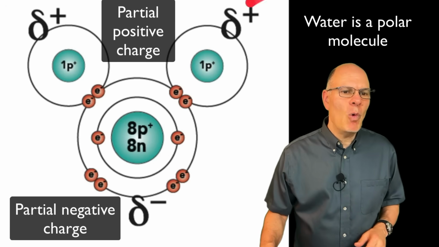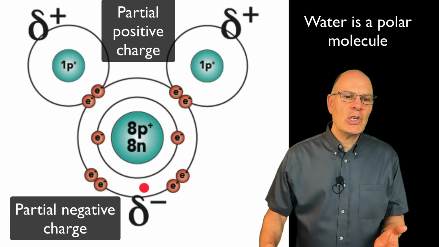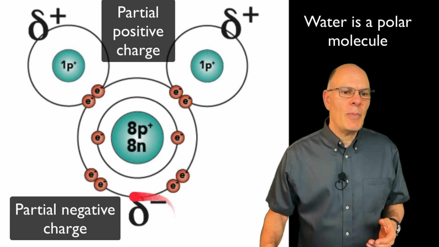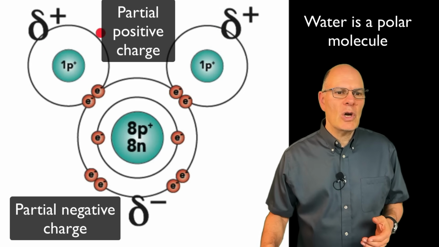Let's go. Water and hydrogen bonding. First thing to note is that water is a polar molecule. There's unequal electron sharing between oxygen and hydrogen. And so there's a partial negative region over here. There's partial positive regions over here.